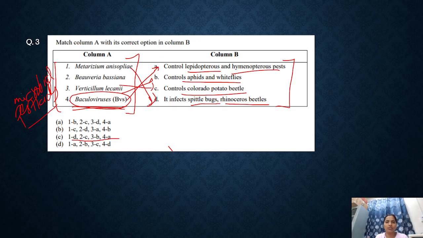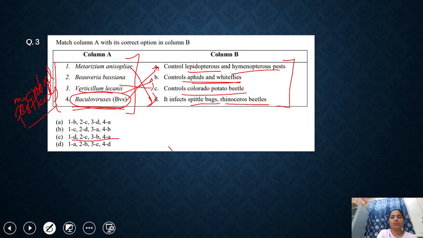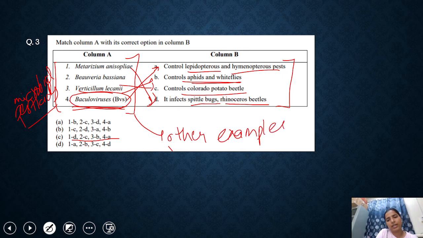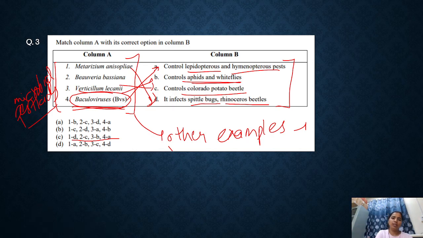This baculovirus is used for Lepidopterans and Hymenopterans, and this Verticillium lecanii is used for aphids and whiteflies. Even apart from these four, other examples are also mentioned. You must read them at least once to know the function. In your lecture material, these examples and other examples are mentioned with their functions, so at least look at them once. So for this question, the answer is C.